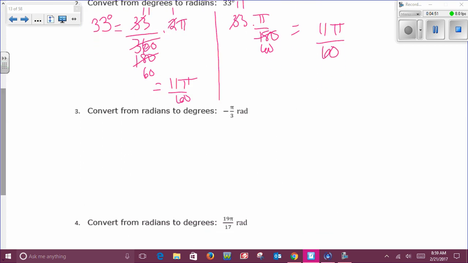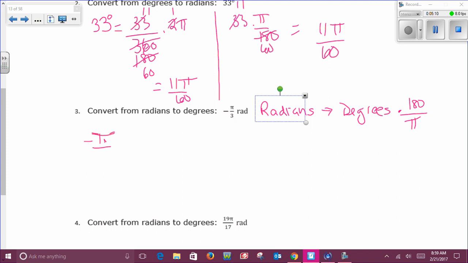Convert from radians to degrees. From radians to degrees, we multiply by 180 over pi. So if I have negative pi over 3, I'm going to multiply it by 180 over pi. My pi's are going to cancel out. 3 goes into 180 60 times, so it's equal to negative 60 degrees.